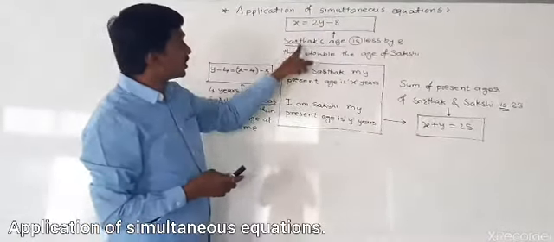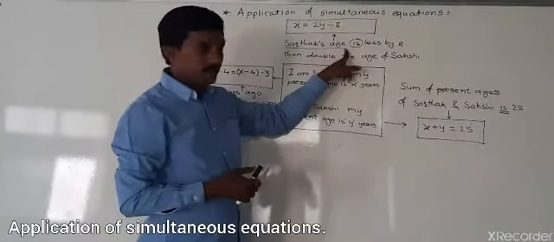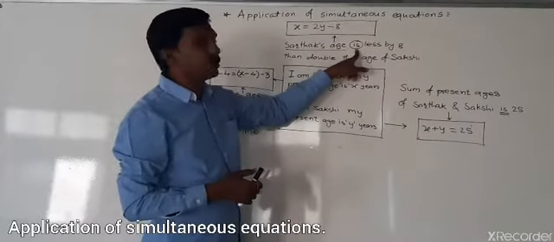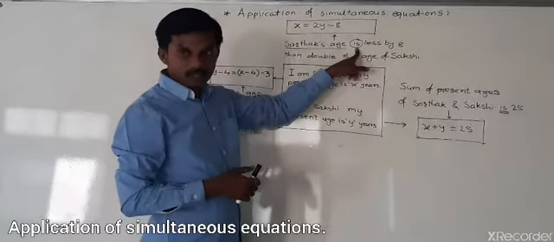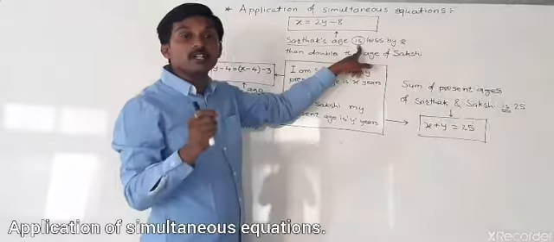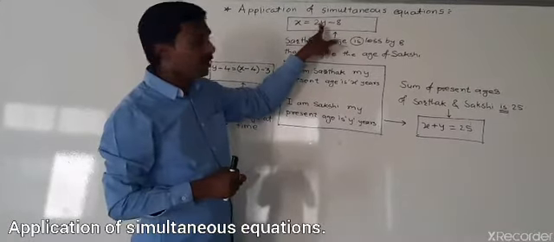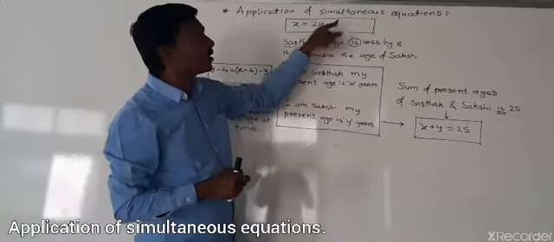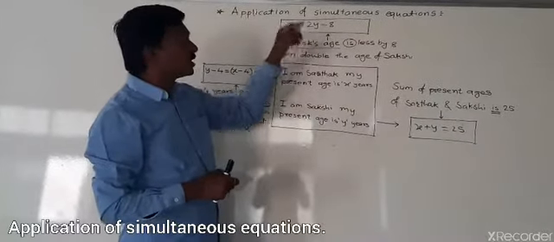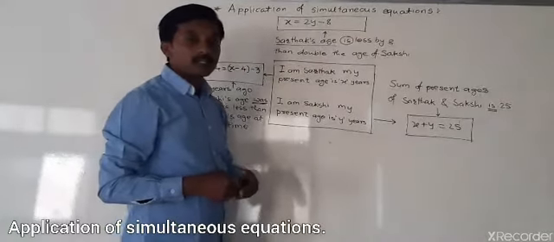Once again see this, Sarthak's age, that is x, is equal to 8 less than double the age of Sakshi. Double the age of Sakshi is 2y and less by 8, so we subtract it from 2y and we get x is equal to 2y minus 8.